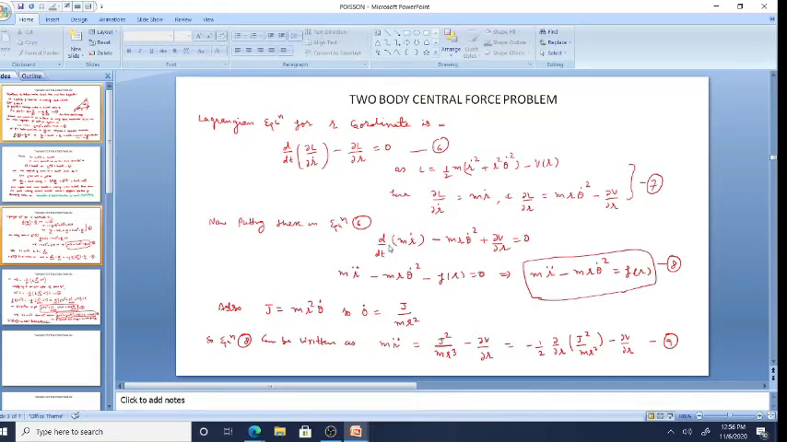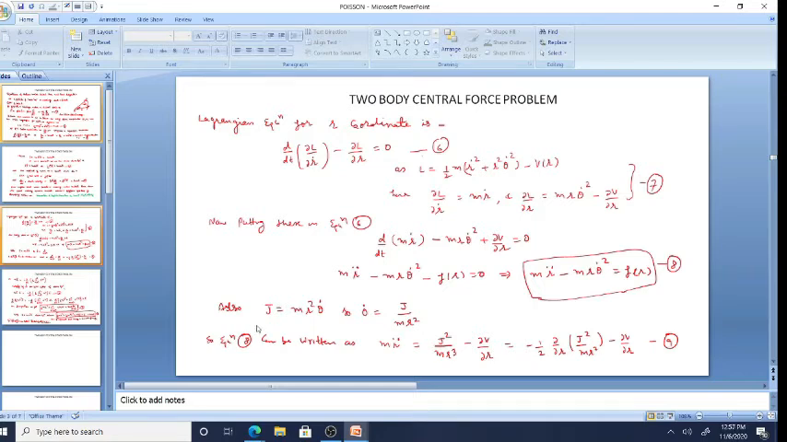So we will write d over dt (mṙ) minus mrθ̇² plus ∂V/∂r is equal to 0. It will be equal to mr̈ minus mrθ̇², and ∂V/∂r will be equal to minus f(r). So we will write it as minus f(r) is equal to 0. Or we can write mr̈ minus mrθ̇² is equal to f(r). Let us say it is equation number 8.